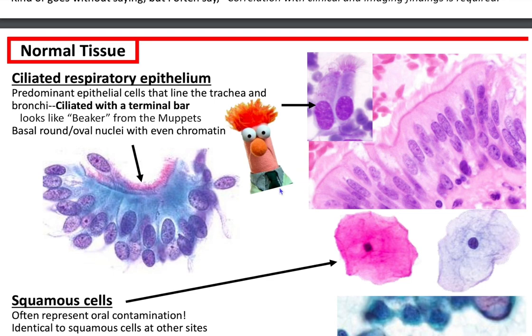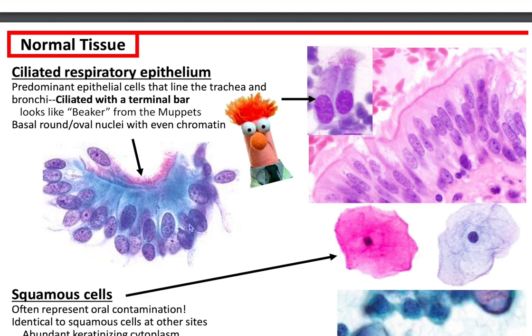Bronchoepithelial cells, or ciliated respiratory epithelium. It kind of looks like Beaker from the Muppets. You'll have this cilia and you'll have this terminal bar, as you can see here. And they'll have basal round oval nuclei with even chromatin, and again, a lot of hair or cilia. I wish I had that much hair.